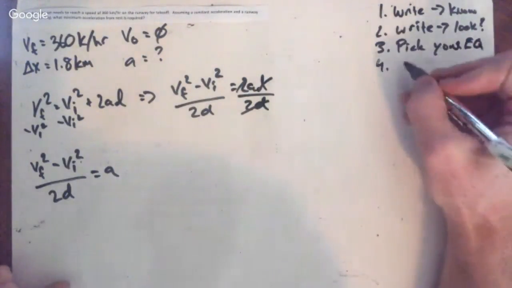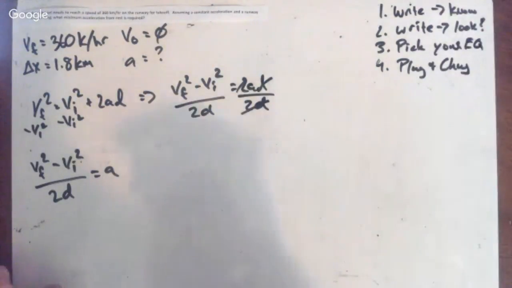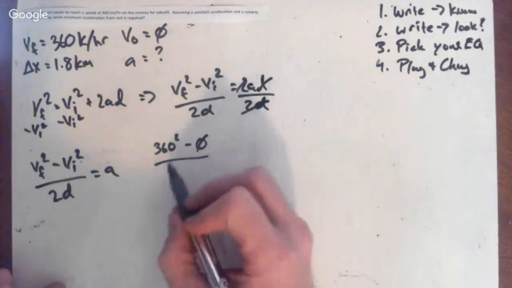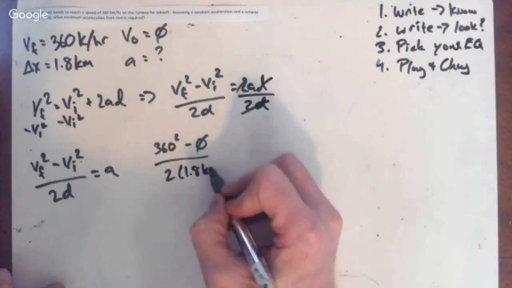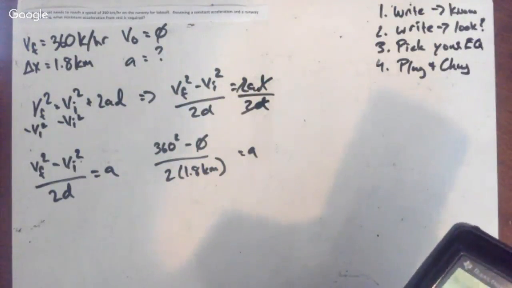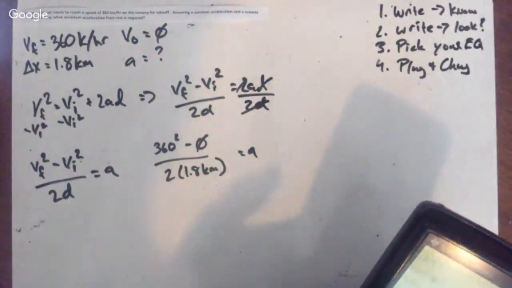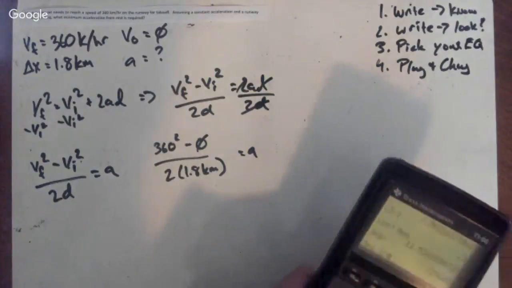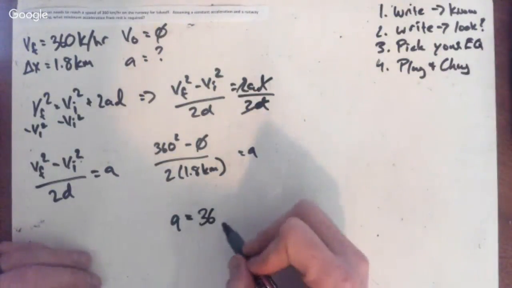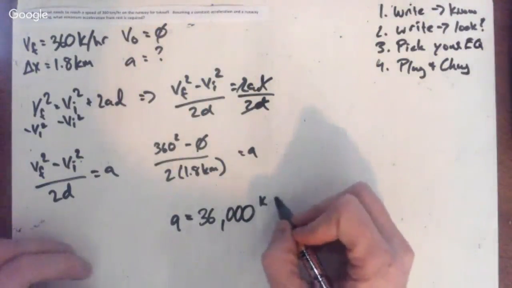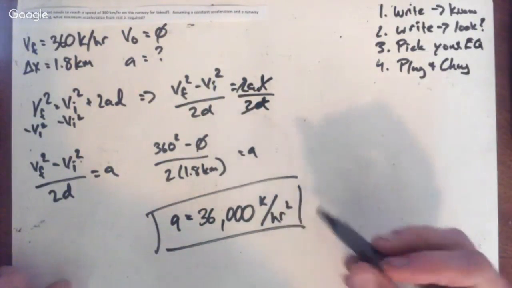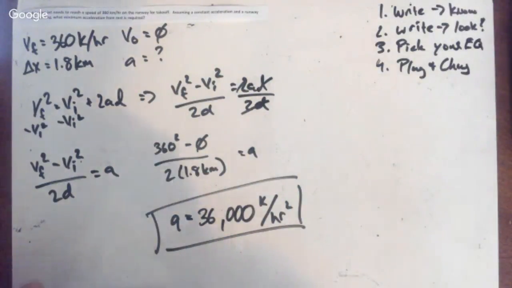Okay, so step 4, plug and chug. VF is 360 squared minus VI squared, which is 0, divided by 2 times 1.8 km equals our acceleration. Now let's go ahead and plug that in. 360 squared divided by 2 divided by 1.8. Our acceleration for this, in order to take off with enough space, is 36,000 kilometers per hour squared. Now that sounds rather large, but don't forget, we're talking about whole kilometers over the space of whole hours. So it's nowhere near as much as it seems.